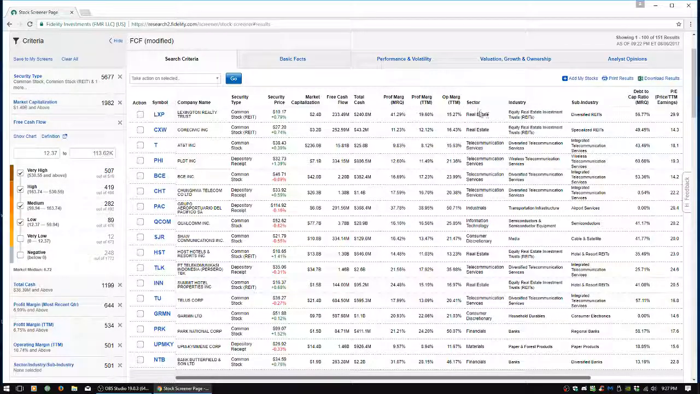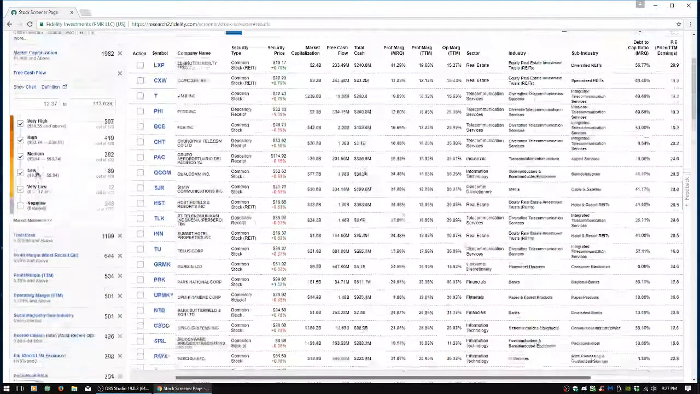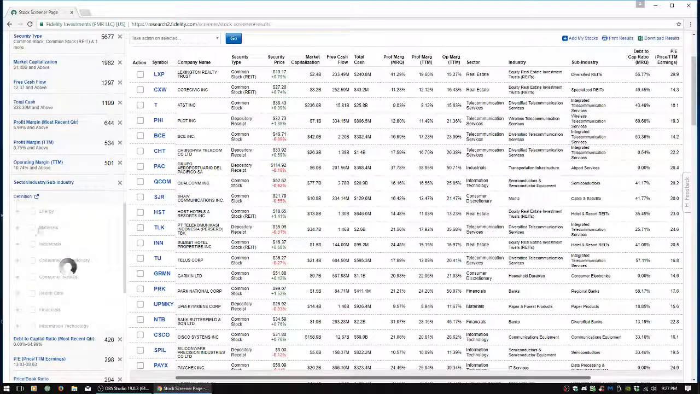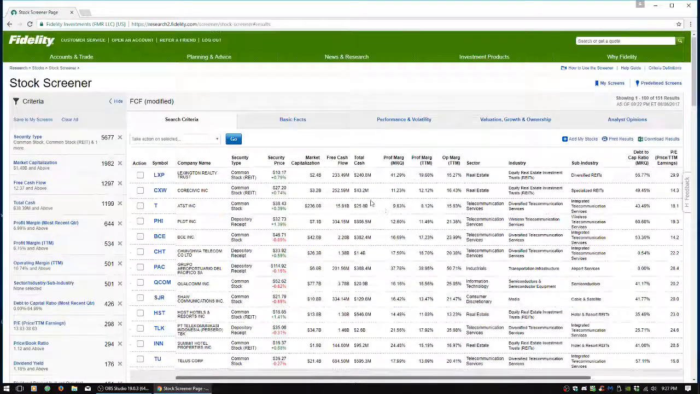Then I'll kind of look at what sector it's in. You can actually come down here and just select what kind of sector you want. I typically don't unless I'm looking at a specific sector, or I'm trying to compare sector to sector, I guess.